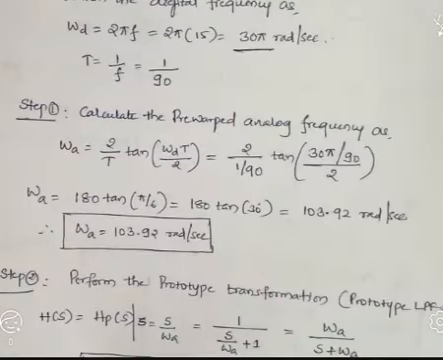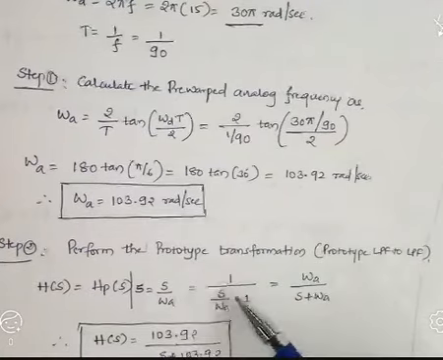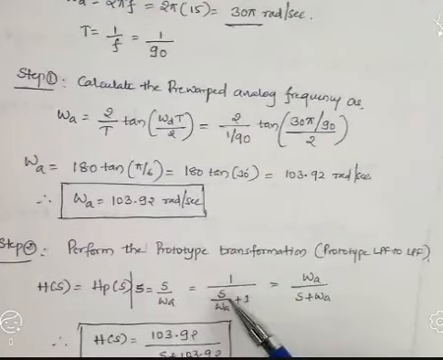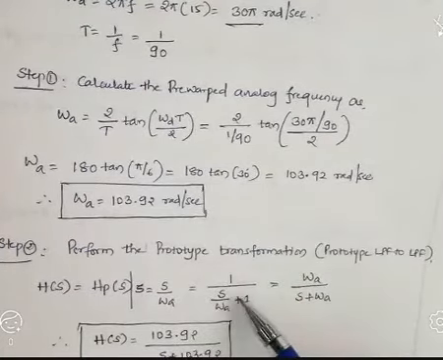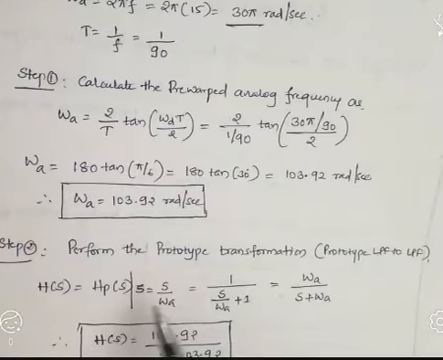Prototype transformation means as per the given filter. In this example, it is a low pass filter. We have to design a low pass digital filter. So for that reason, we perform the prototype low pass filter to low pass filter transformation. For that, we have the formula H(s) equal to Hp(s), where Hp(s) is given.